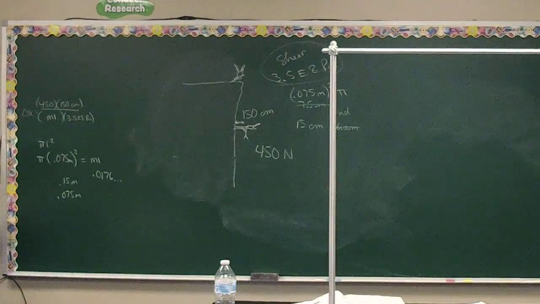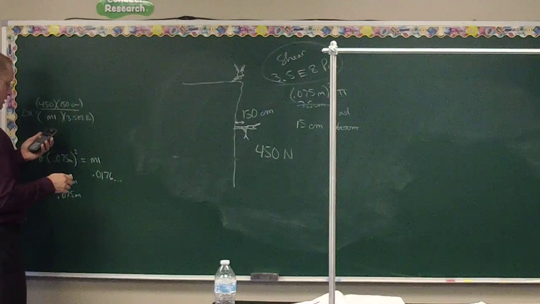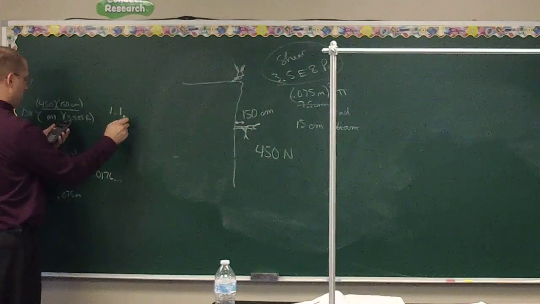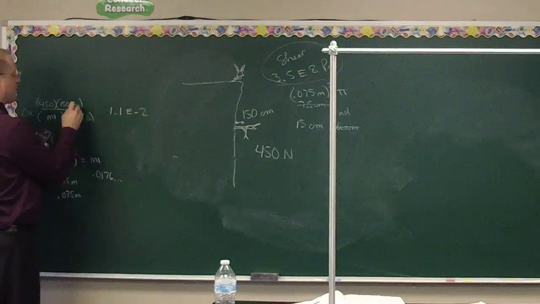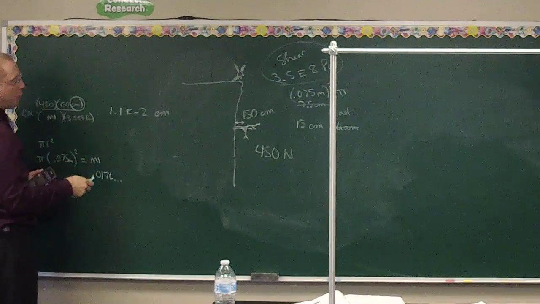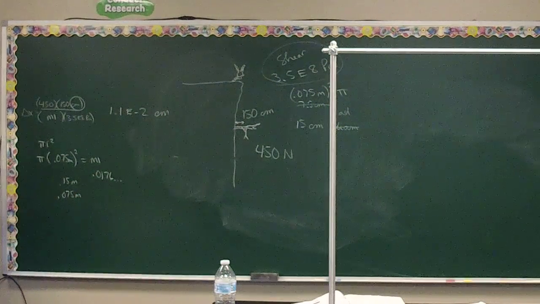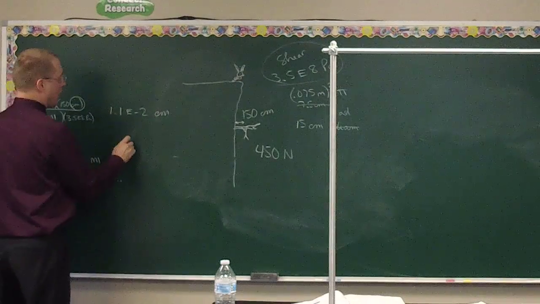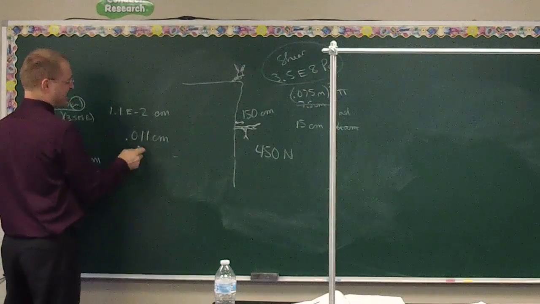And what do you have now, Audrey? 1.1 e-2. And that's going to be in centimeters if you did it that way. If you change this to meters, you'd have 1.1 e negative 5 meters, or 0.011 centimeters since it's e negative 2.